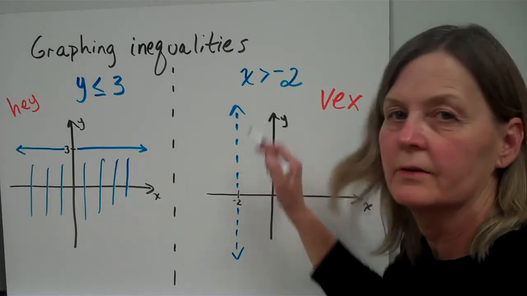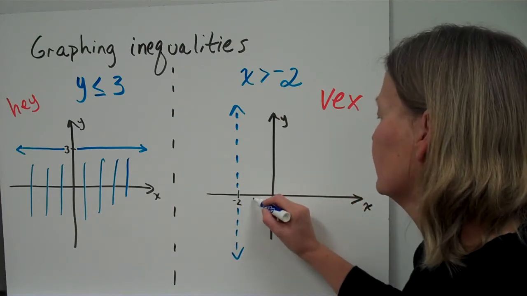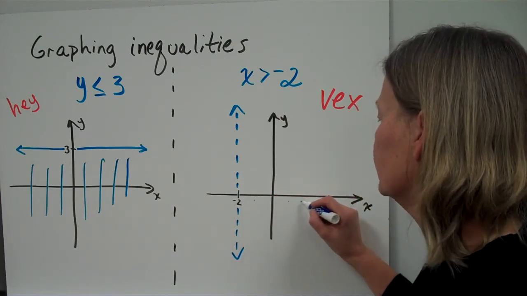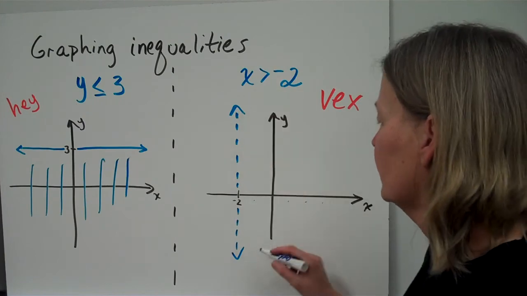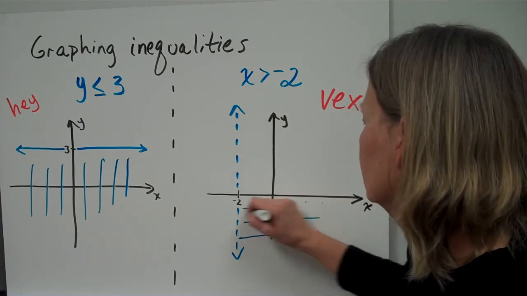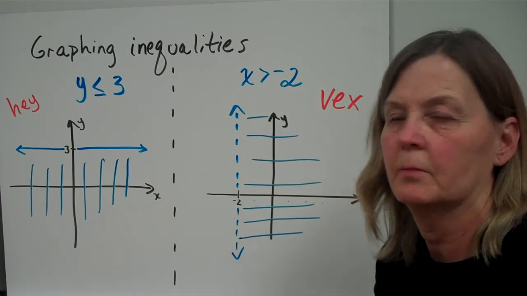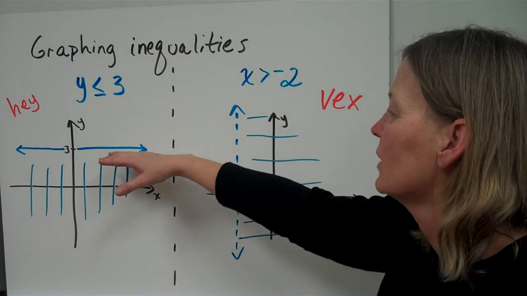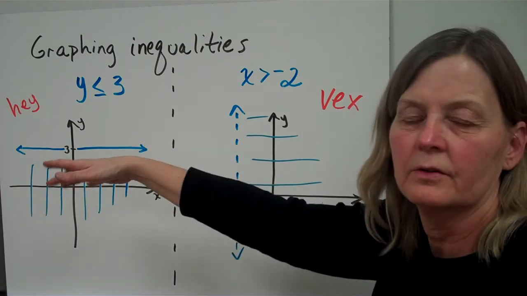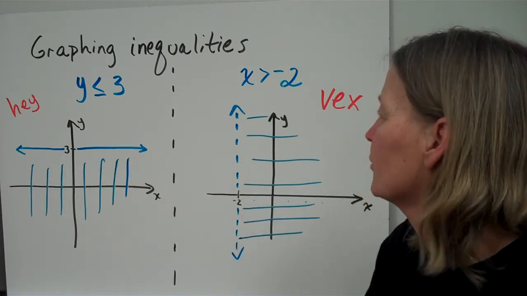Well, if you think about that, here's your x-axis. Here's negative 1, 0, 1, 2, 3. Those are greater than negative 2, so I would shade here. And that would be our shading for that problem. So that gives you a look at horizontal and vertical lines, as well as the lines that have a variety of slopes.